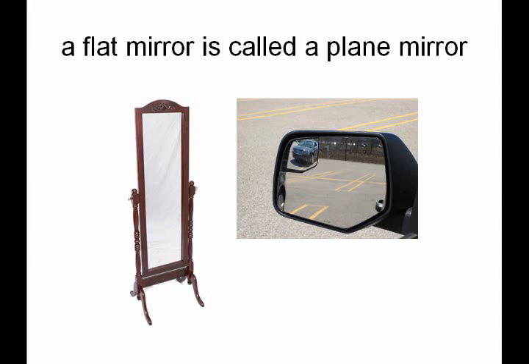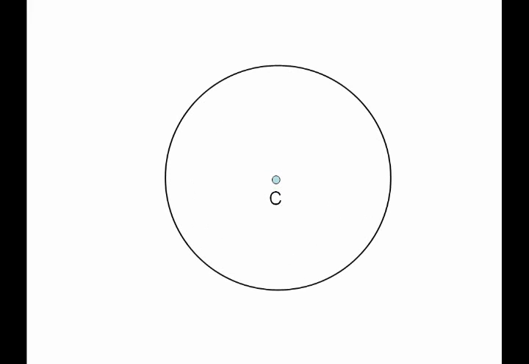Curved mirrors. Last week we were talking about plane mirrors. A plane mirror is a flat mirror. Today we're going to look at a couple curved mirrors. I'm going to start with C, which is the center of a circle. I'm going to chop off the top and the bottom of the circle to make two different mirrors.